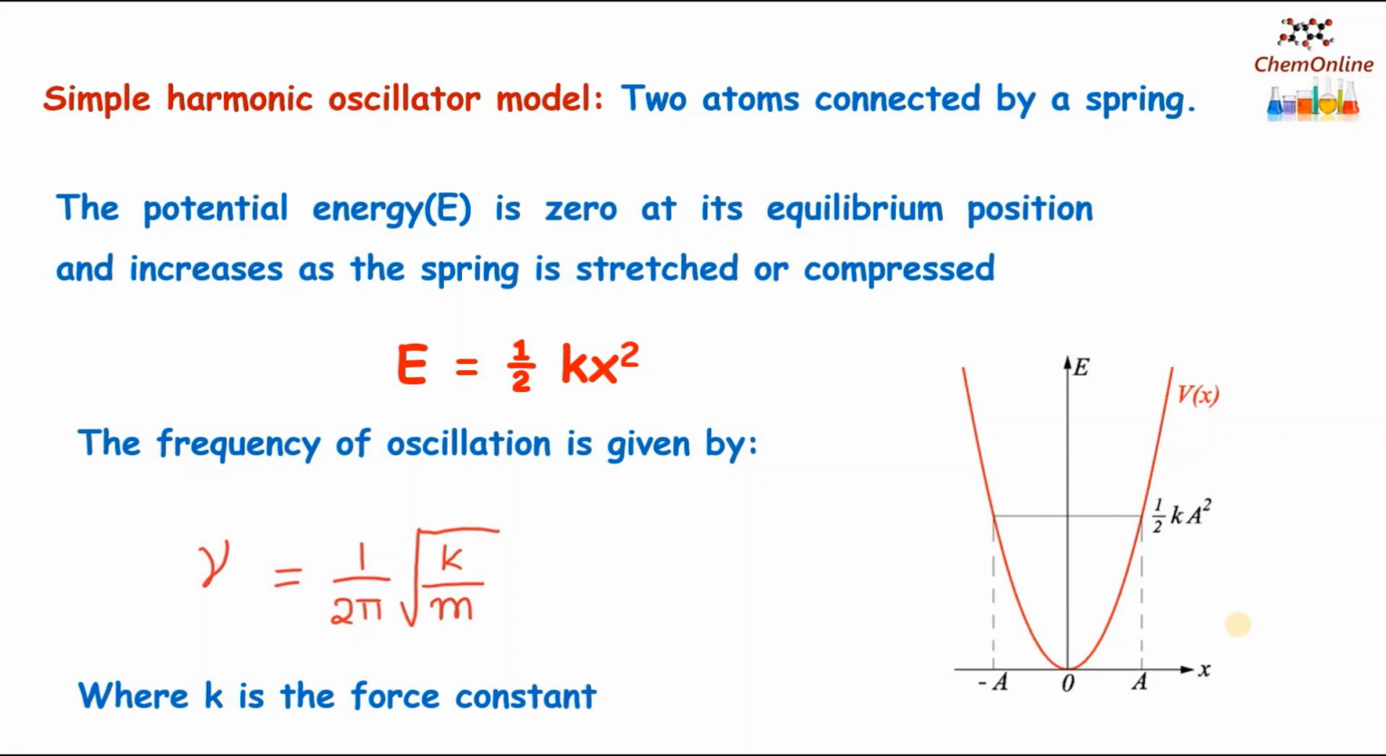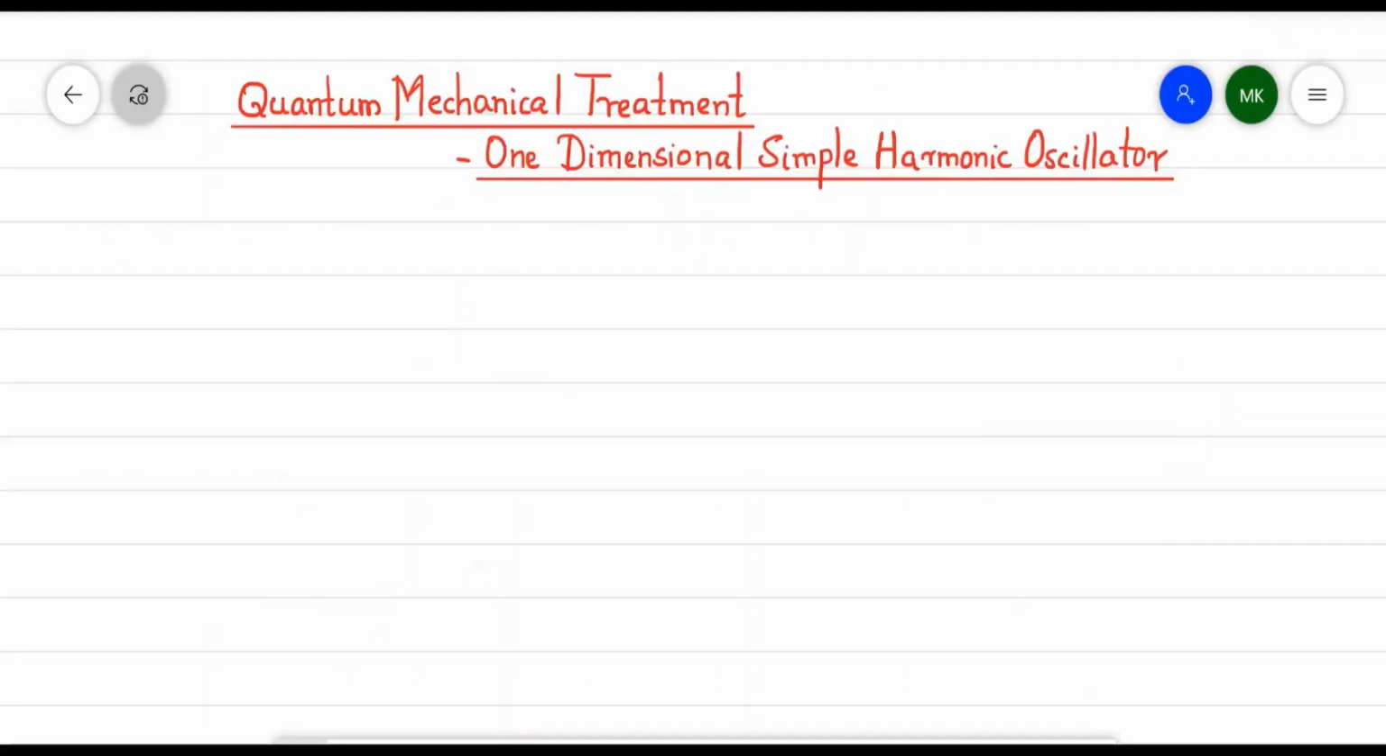Now let's see the quantum mechanical treatment of the one-dimensional harmonic oscillator. That is, how to solve the Schrodinger wave equation and how to find the eigenfunctions and eigenvalues. The Schrodinger equation for a one-dimensional simple harmonic oscillator is obtained as follows. We can write the Schrodinger equation as H cap psi equals E psi, where H cap is the total energy operator. That is, we can write H cap as a sum of the kinetic energy operator and the potential energy operator.